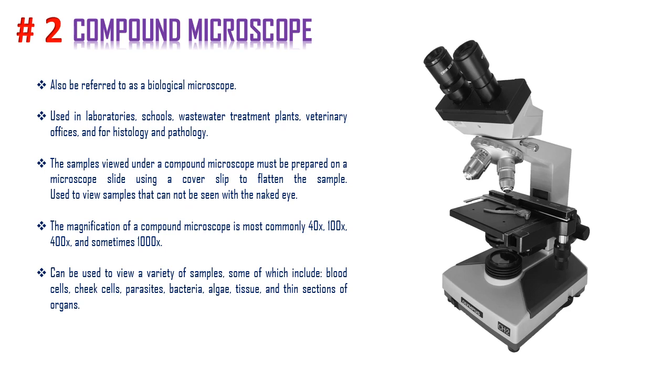The magnification of a compound microscope is most commonly 40x, 100x, 400x and sometimes 1000x. Can be used to view a variety of samples, some of which include blood cells, cheek cells, parasites, bacteria, algae, tissues and thin sections of organs.